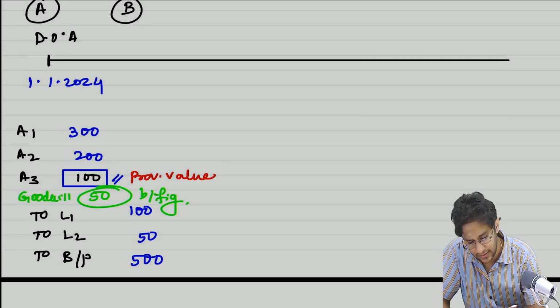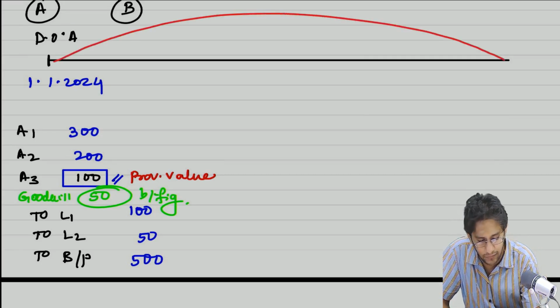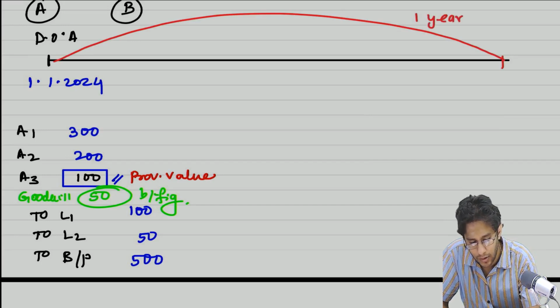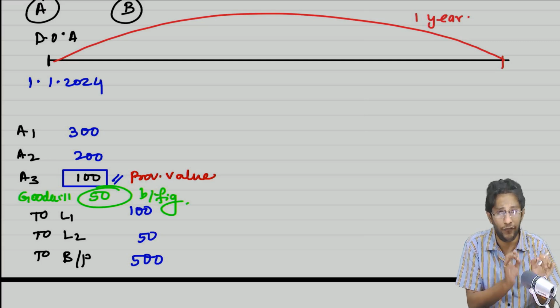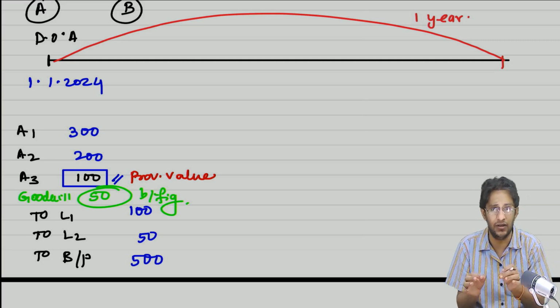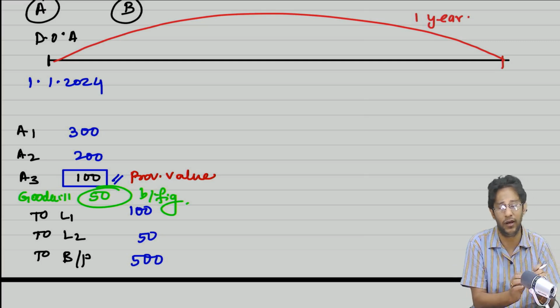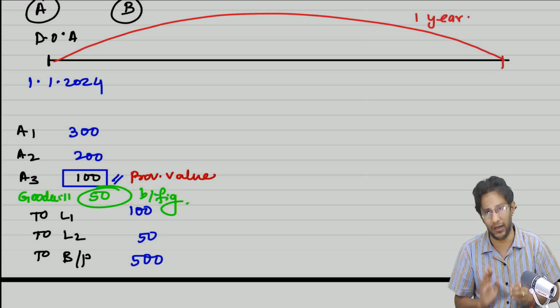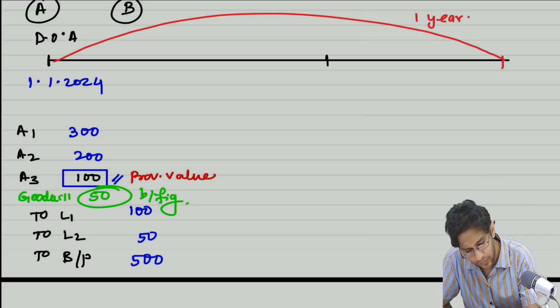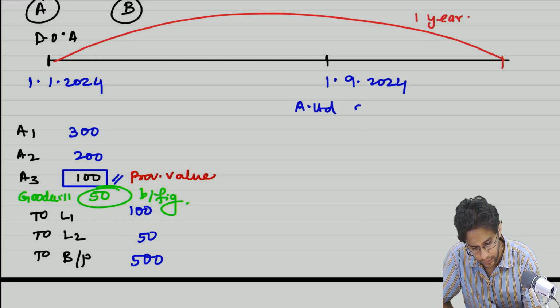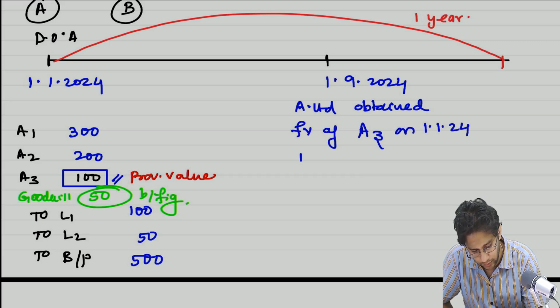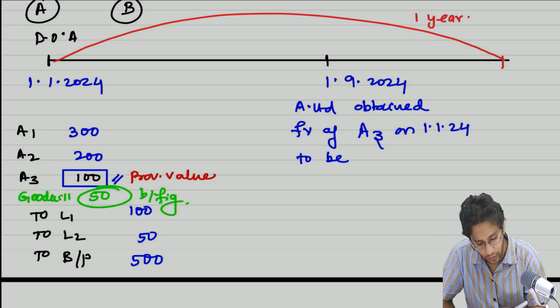Now what our standard says is, from the acquisition date, you have a measurement window of 1 year. Within the next 1 year, if you bring the fair value of this asset or liability or PC, for whatever amount you have used a provisional value, if you bring the fair value any time within the next 1 year, we will go and update it. So let us say on 1/9/2024, A Limited obtained the fair value of A3 on 1/1/24 to be not 100, let's say it's 130.